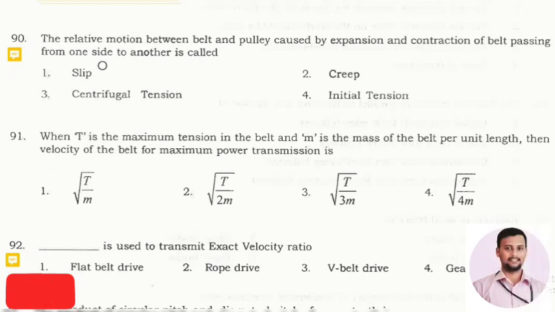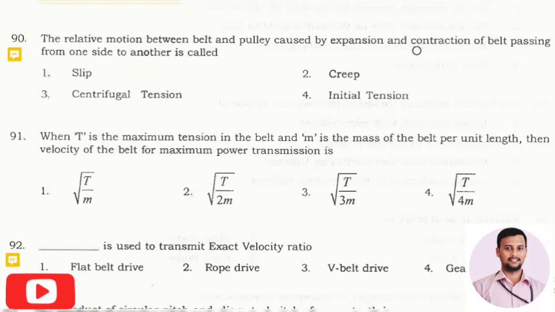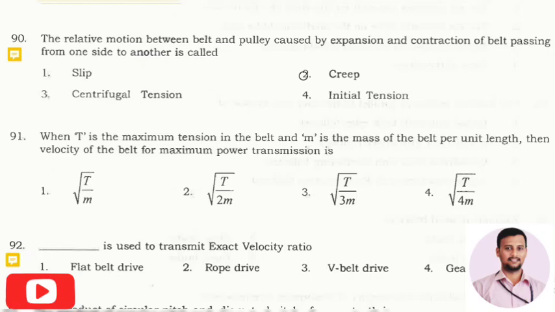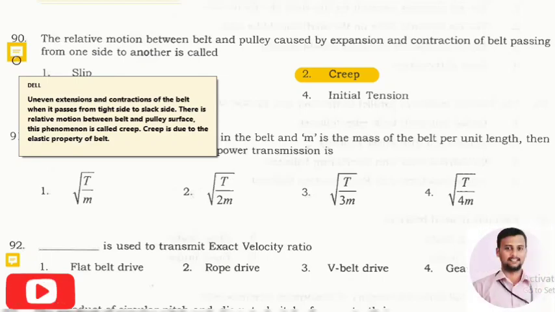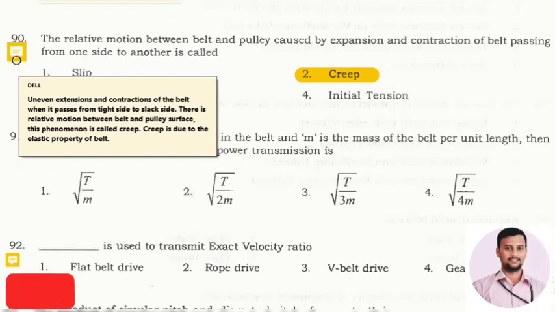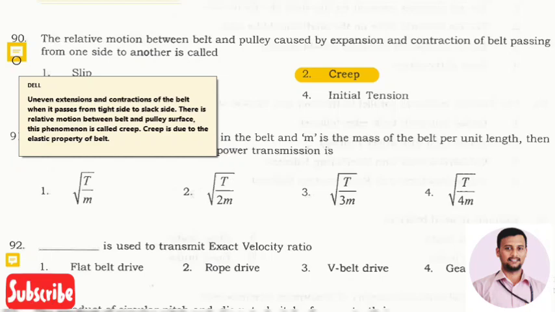The next question is: the relative motion between belt and pulley caused by expansion and contraction of a belt passing from one side to another side is known as? The right answer is option 2, that is creep. So what is this creep? It is an uneven extension or contraction of a belt when it passes from the tight side to the slack side. So this relative motion between belt and pulley surface is known as creep, and this creep is due to the elastic property of a belt.